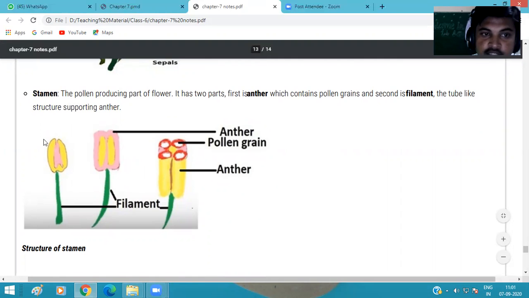Okay. So when you see the stamen cut differently, you see the pollen producing part. It is the part which produces pollen grains. Pollen grains are produced in the anther. Okay, it has two parts, anther and filament. The anther contains pollen grains, and the second part is the filament, a tube-like structure which supports the anther.